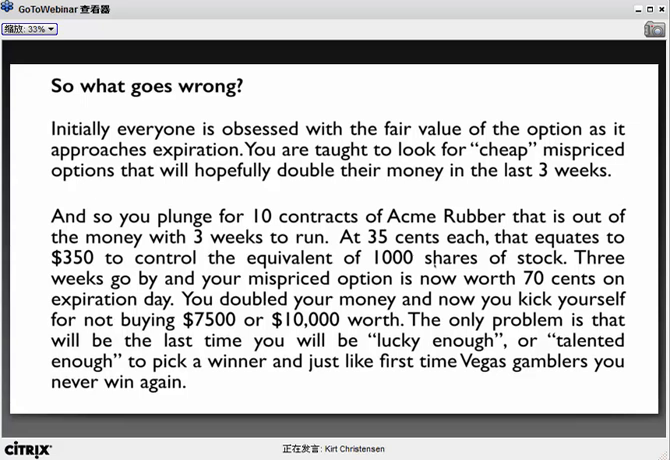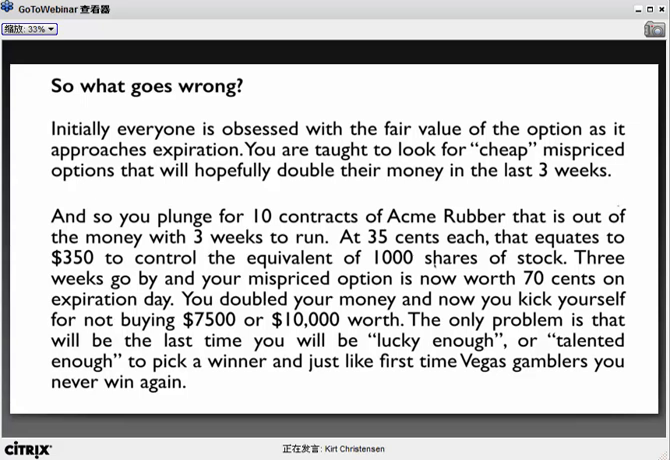3 weeks go by, and for whatever reason, your mispriced option is now worth 70 cents on expiration day. You just doubled your money. And now you kick yourself for not buying $7,500 or $10,000 worth. The only problem is this will be the last time that you'll be lucky enough or talented enough to pick a winner. And just like first-time Vegas gamblers, you never win again.